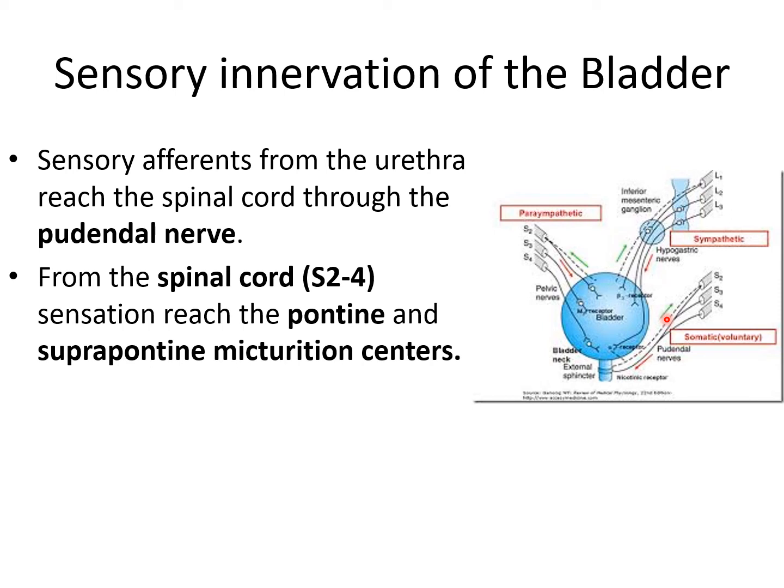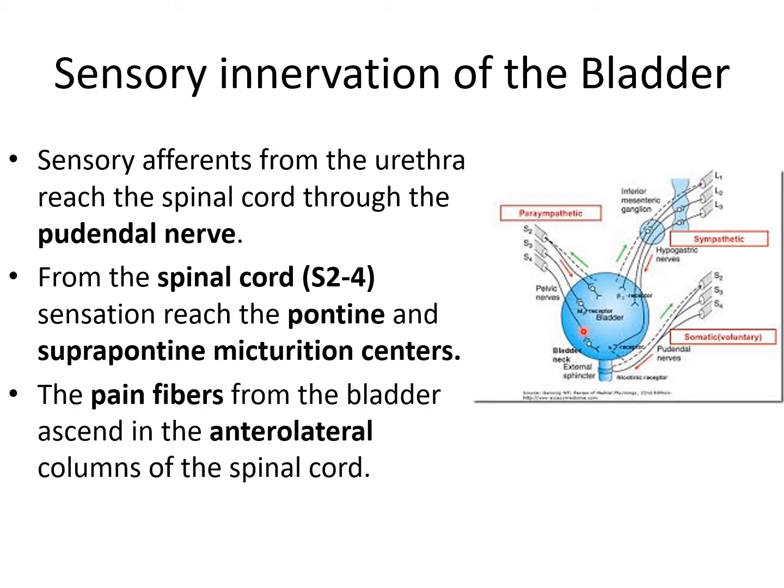Now from here, these fibers go to the spinal cord area from S2 to S4. From the spinal cord at S2 to S4, sensation reaches other supraspinal areas. These are the pontine and suprapontine micturition centers.